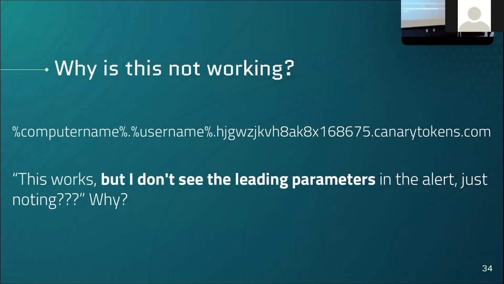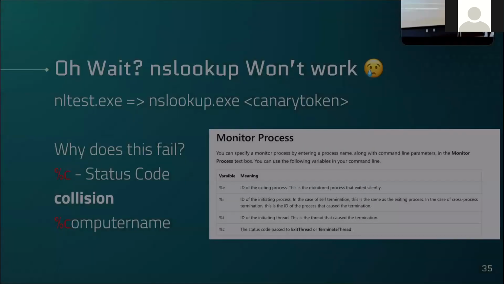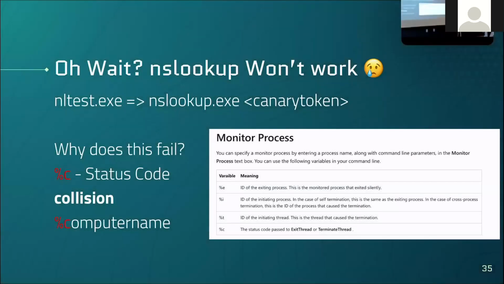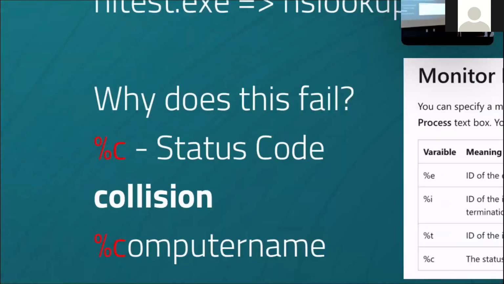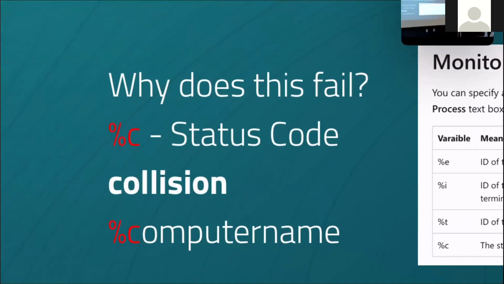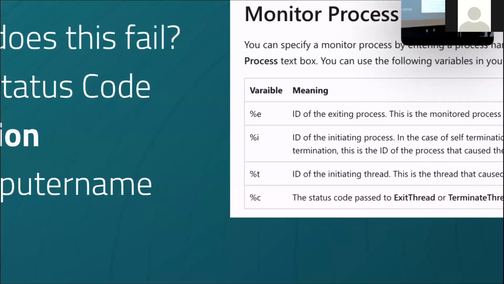So what we wanted to do was have something like the environment variable computer name, the environment variable username, plus your DNS token, and that would actually trigger it. But it was failing, so we couldn't figure out why. And if you go back and read the docs I showed earlier, you'll notice there's a couple of variables. It's kind of hard to see there, but there's a %c status code in the documentation that actually gives you information about the exit thread. So what was happening was when Windows parses that registry key, if it finds a %c, like it did inside of our %computername, we had a collision and we couldn't find a way to escape it.